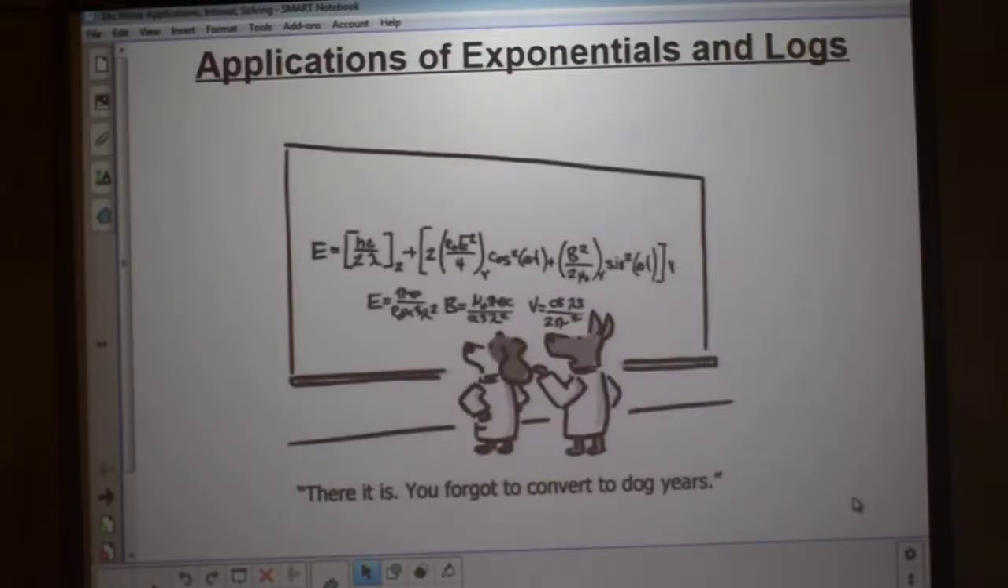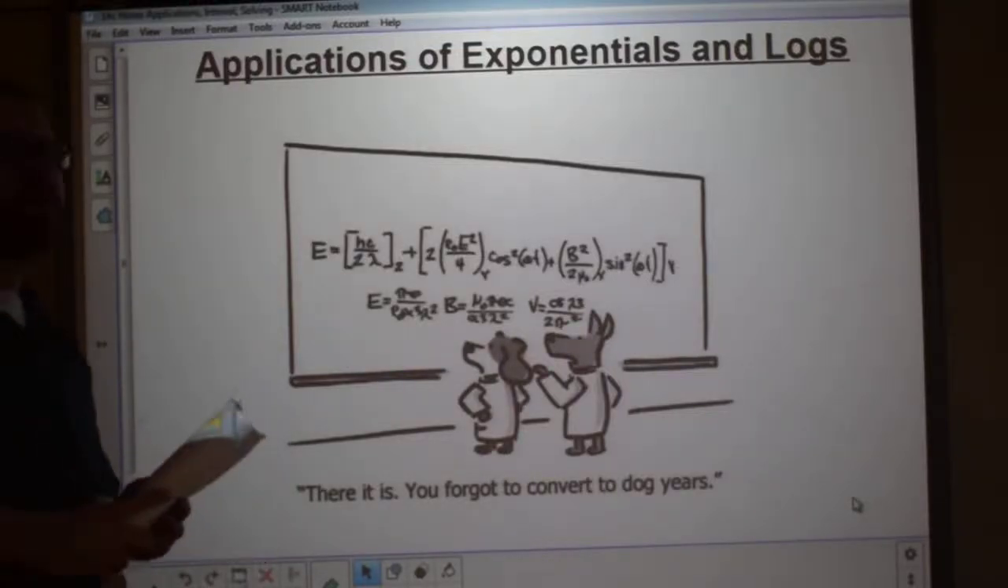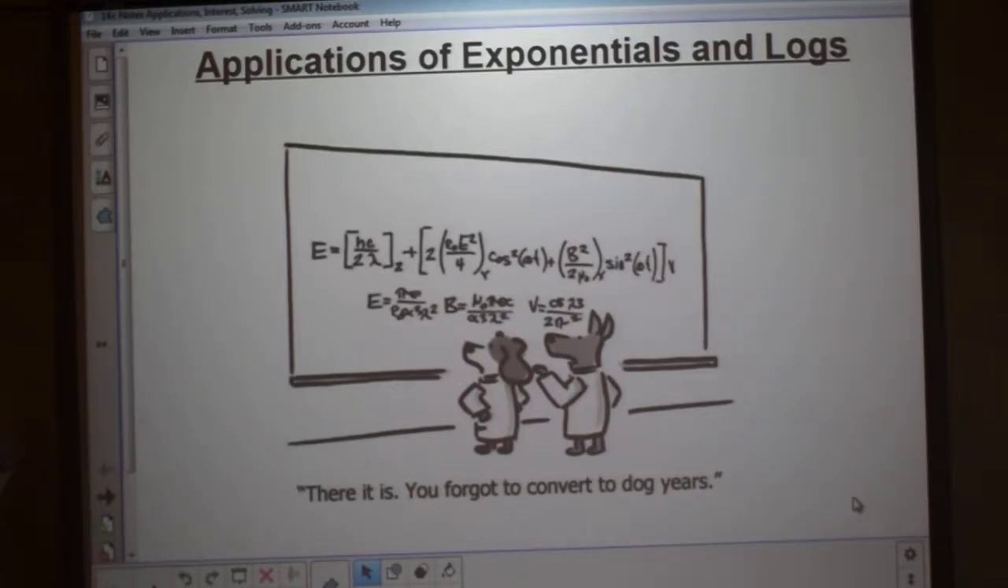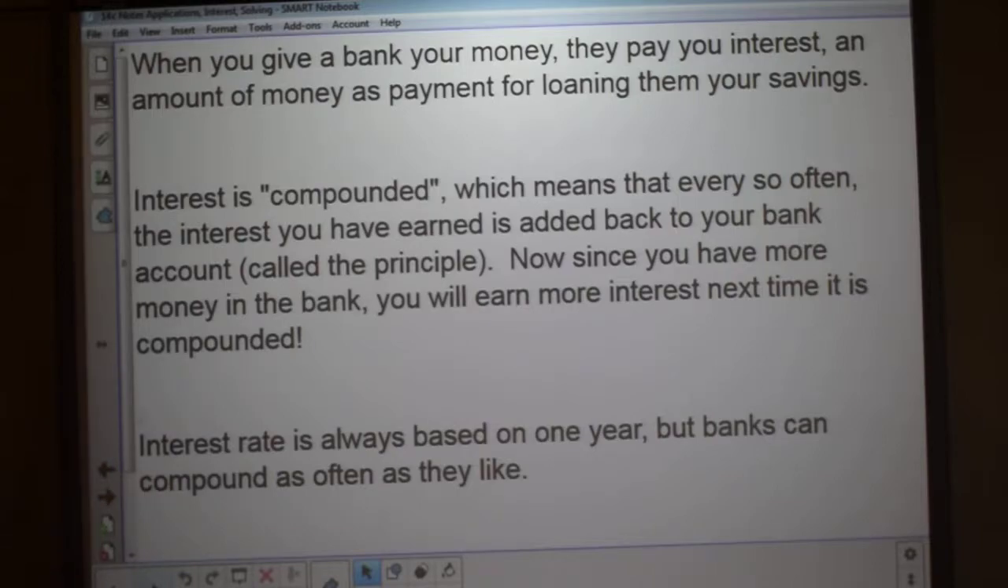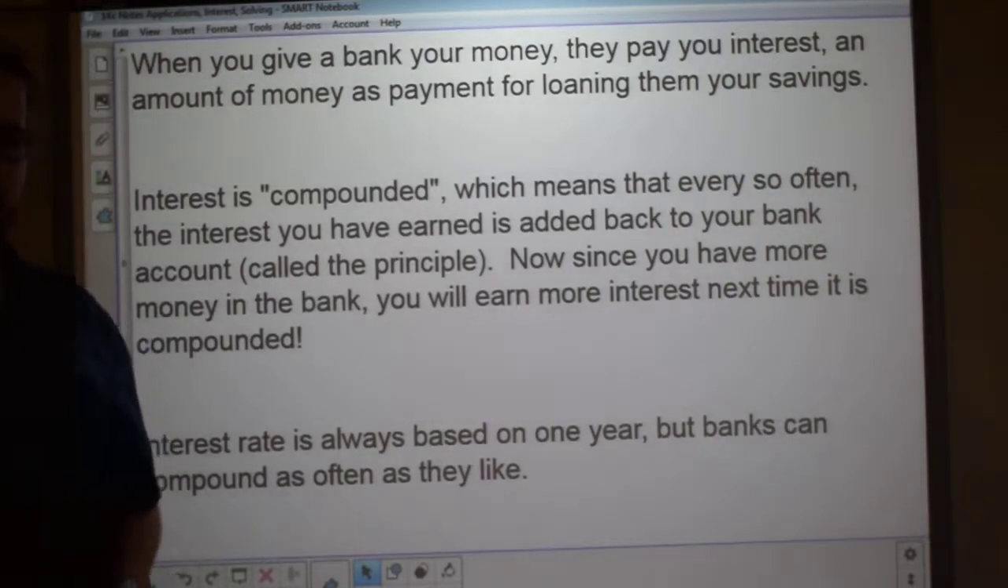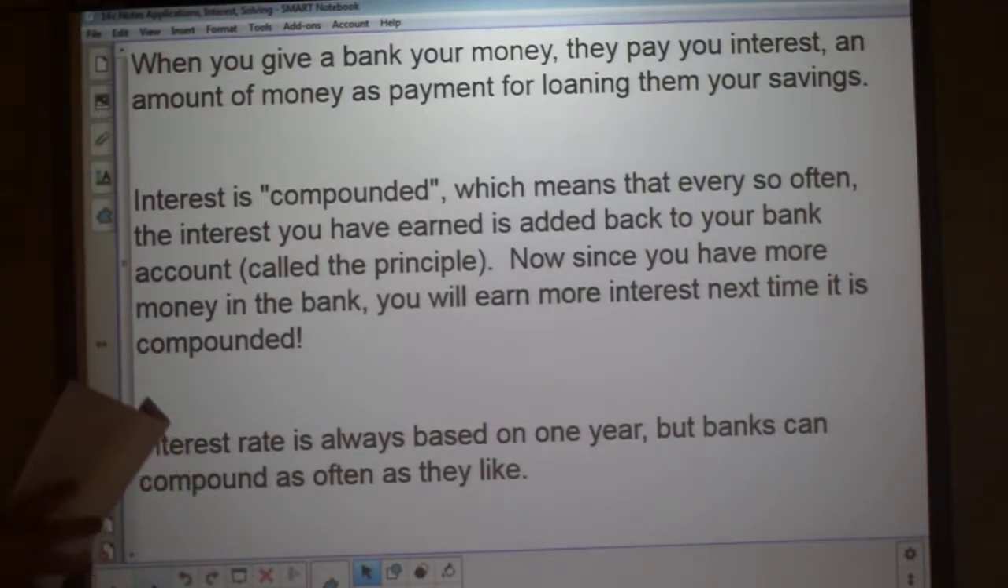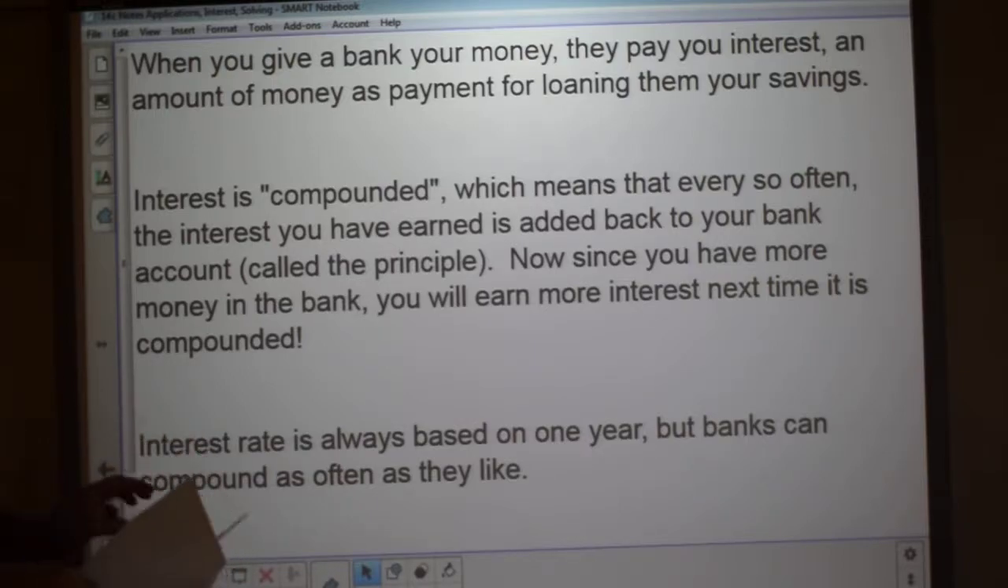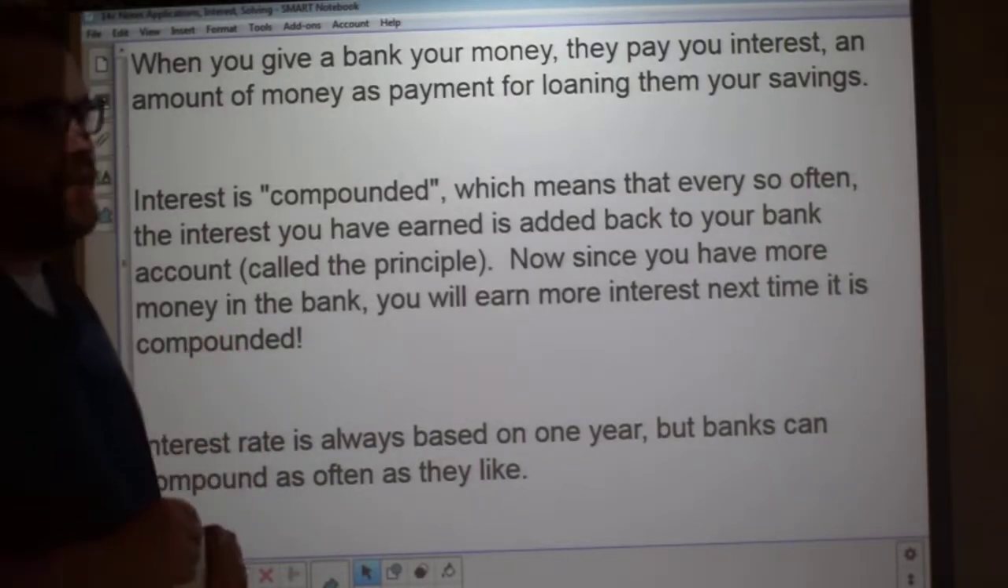Hello everyone. Today we're going to talk about exponentials and logs, specifically real-life applications of them. Now, the most common application of exponential growth that you would see just in day-to-day life is probably interest in a savings account. Okay? Interest is compounded, which means every so often the money that you've earned from the bank gets added back to your savings account.